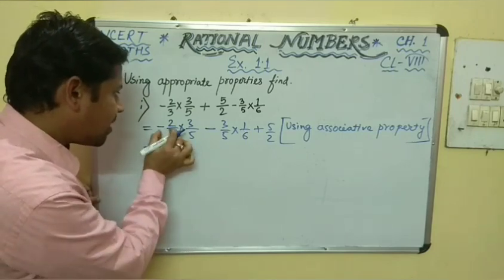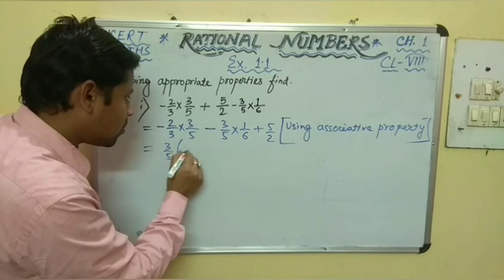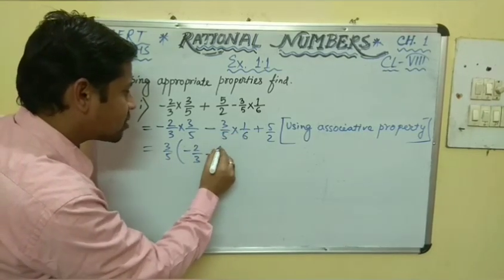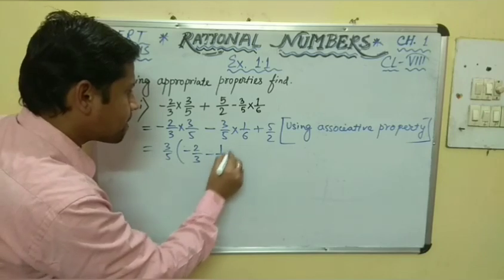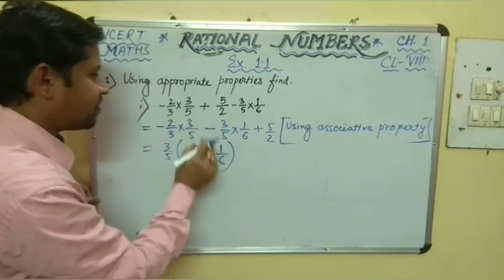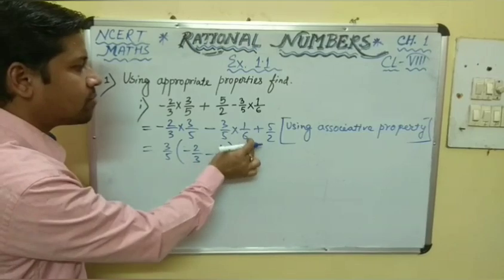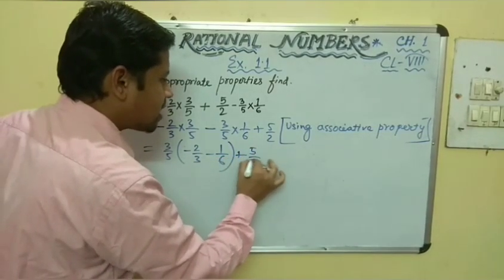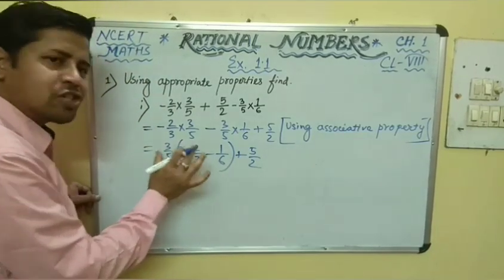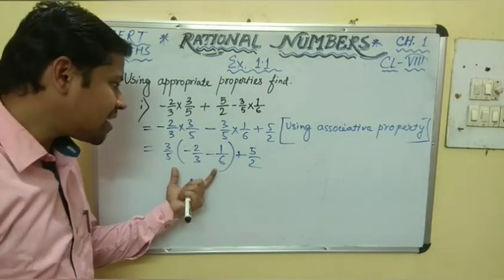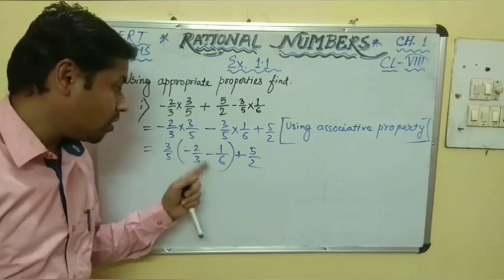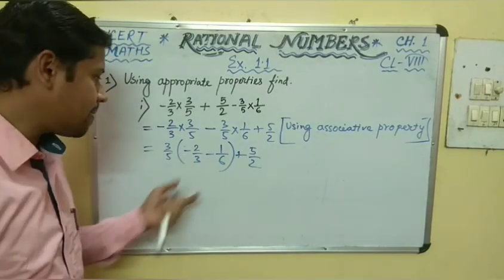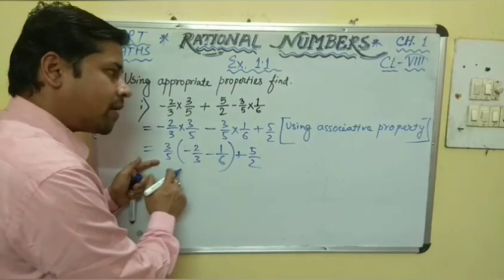Then what will be there? Minus 2 by 3 is there, so minus 2 upon 3 and minus 1 upon 6 will be there, because we have taken out only 3 by 5. Then plus 5 by 2. Actually, we are taking 3 by 5 as common, but we are using the distributive property over addition or subtraction, as you can say. So we are using the distributive property here.